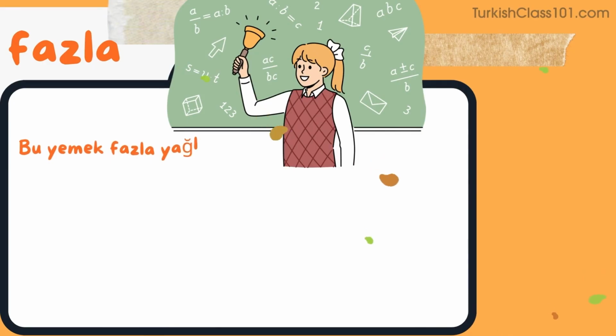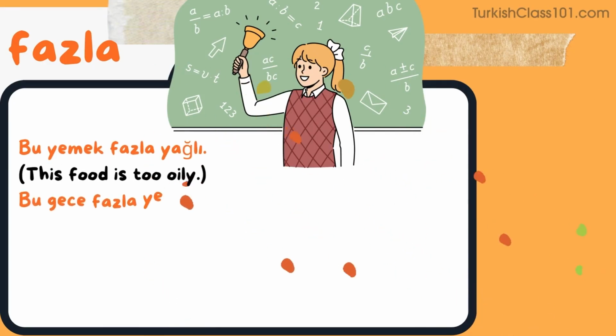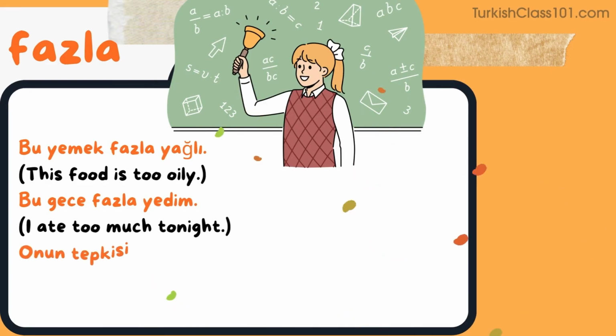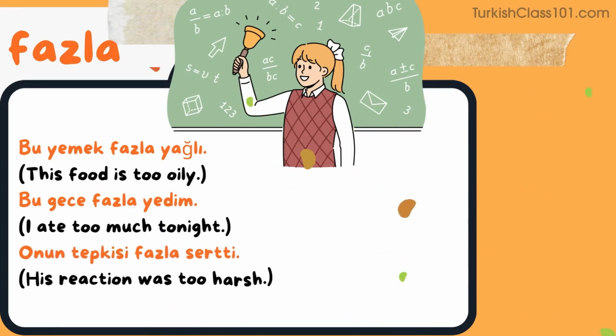Let's give you some examples. Bu yemek fazla yağlı. This food is too oily. Bu yemek fazla yağlı. Or bu gece fazla yedim. These are possible things in Turkish. I ate too much tonight. Bu gece fazla yedim. Okay? Or onun tepkisi fazla sertti. His reaction was too harsh. Onun tepkisi fazla sertti.